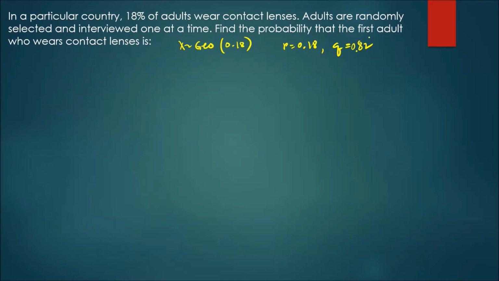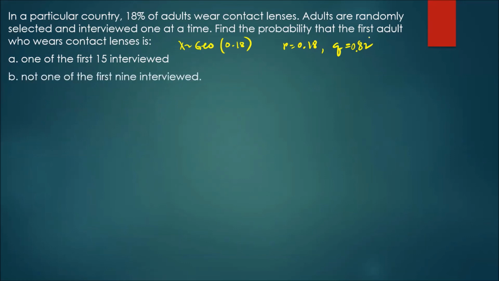Okay, so what are we looking for? Find the probability that the first adult who wears contact lenses is one of the first 15 interviewed, and not one of the first 9 interviewed. Okay, so solve for A.